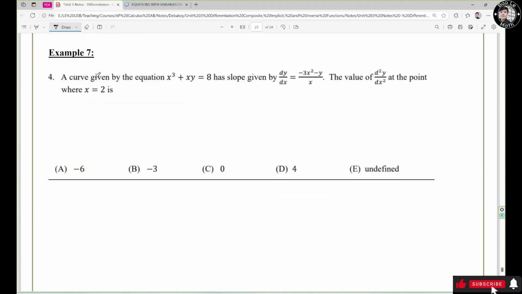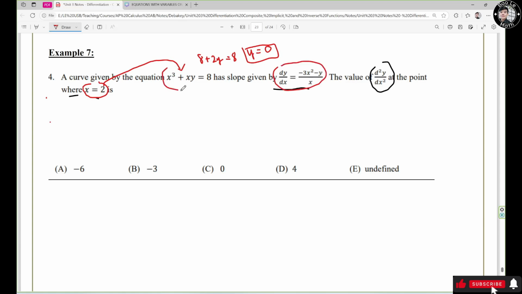Now, example number 7: a curve given by the equation s cubed plus sy equals 8 has the slope given by this. The value of the second derivative at the point where s equals 2 is. So first you need to substitute 2 for s over here to solve for y. So I have 8 plus 2y equals 8, so y equals 0. Now I'm going to check the second derivative of this one.